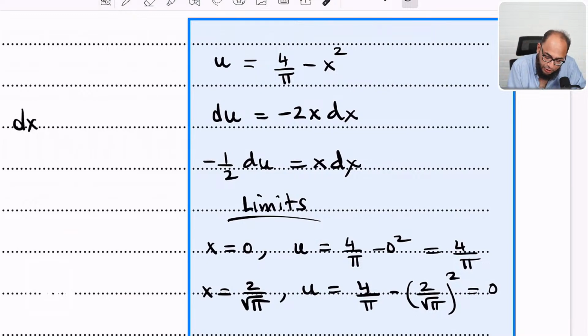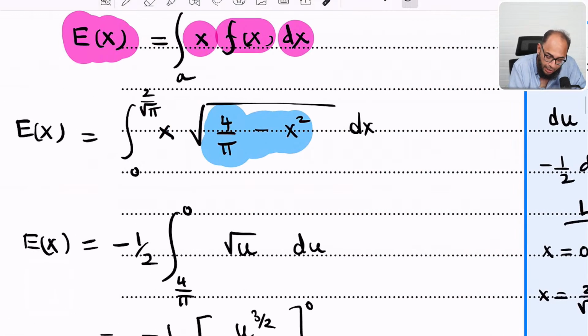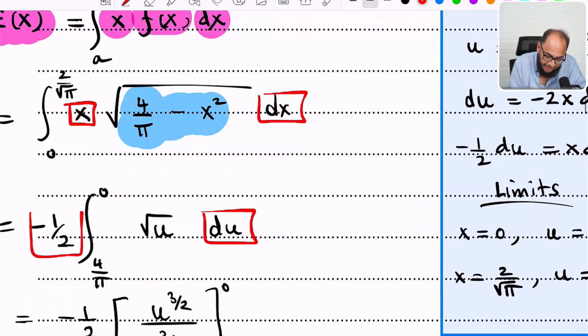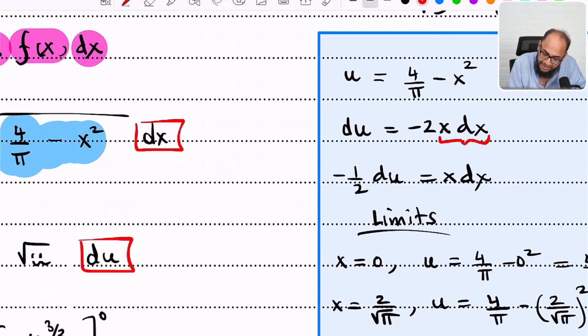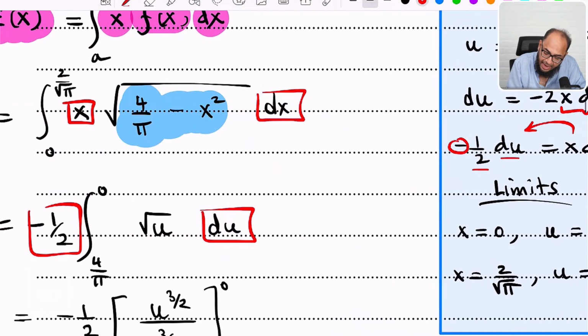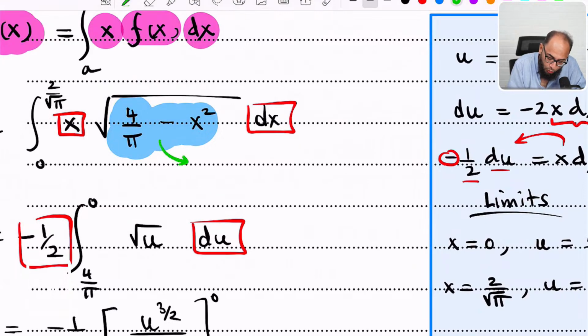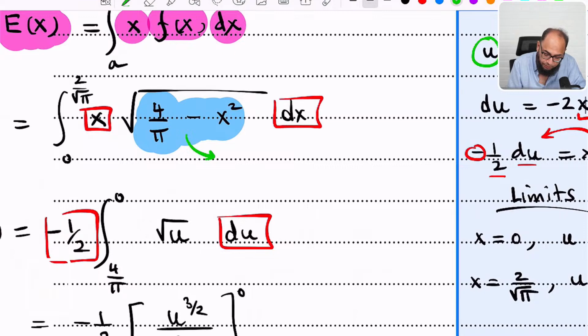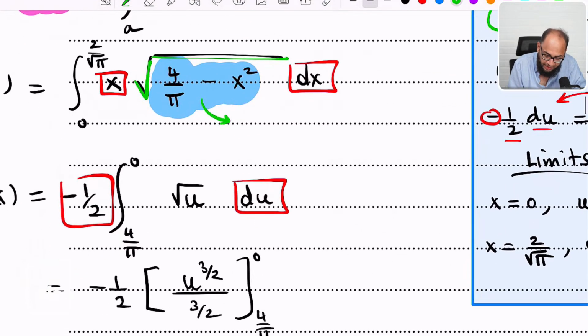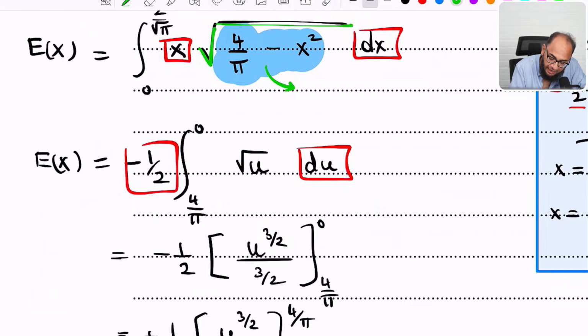So now over here, u is 4 over pi minus x squared. du is 0, minus remains as it is, x squared becomes 2x dx. Let me use a red marker on this x and this dx. This is du and negative half. So x dx is minus half du. And this 4 over pi minus x squared is already u, and there is a square root at the top. So now we have the square root of u, times negative half du.